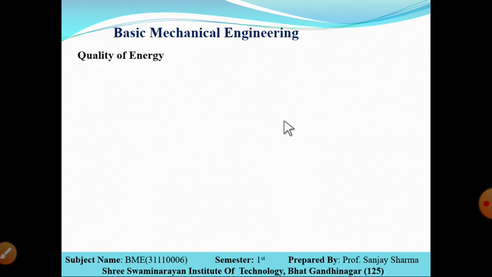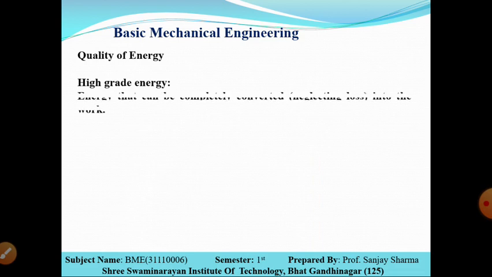Now let us see what is the quality of energy. Right now we have seen what are the types of energy: mechanical, electrical, chemical, nuclear. Now let us see what is the quality of energy. There are two types of quality: high grade and low grade. Now what is high grade quality? High grade means energy that can be completely converted, neglecting loss, into work. It means when we are able to convert one form of energy to the other form completely, then that type of energy is termed as high grade energy.